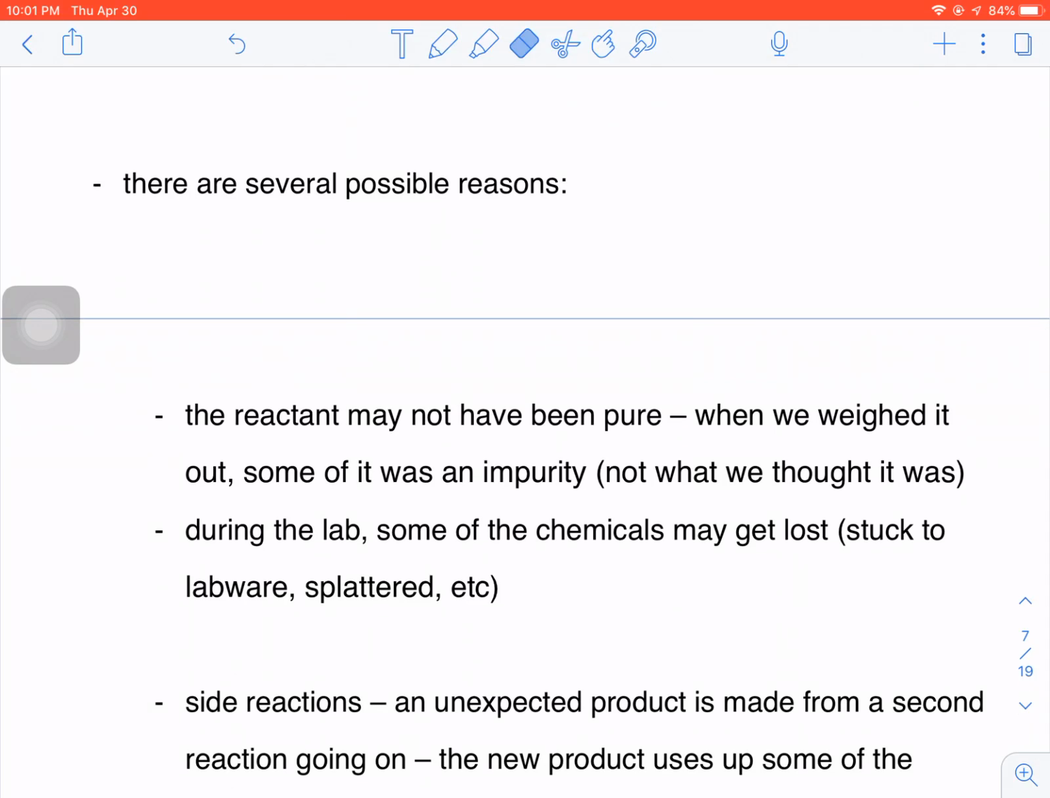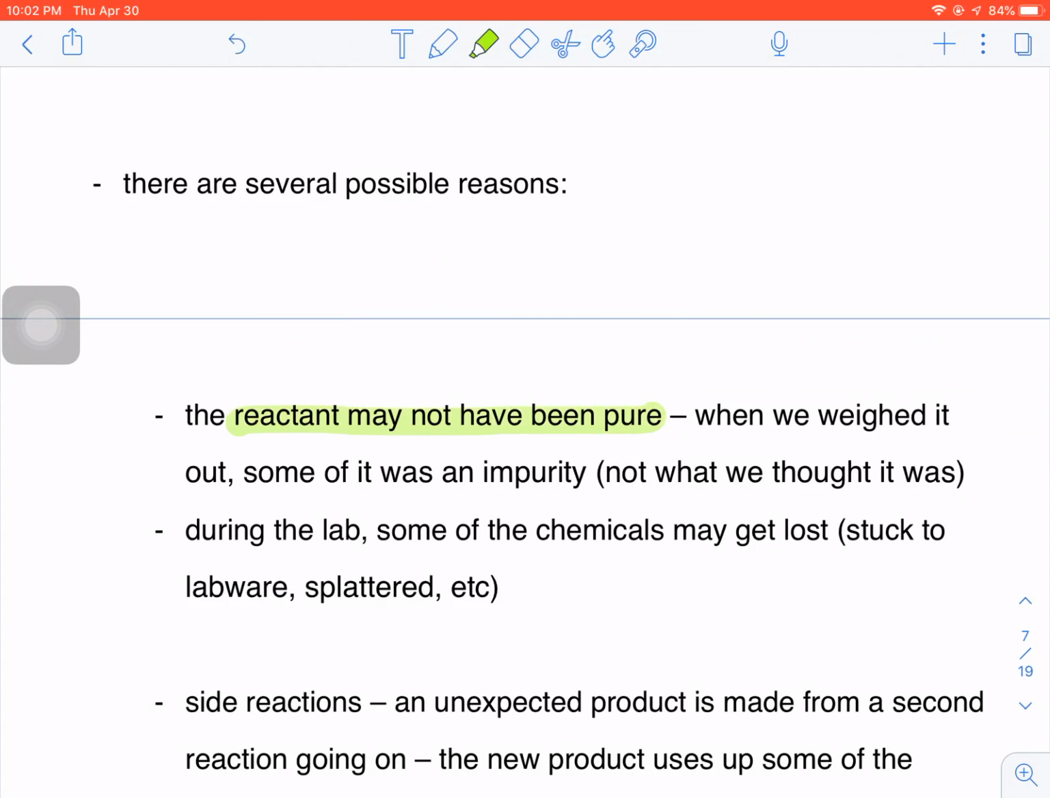Well, again, lots of different reasons. What can ultimately happen is if I weighed out so many grams of the reactant out of the bottle, but the reactant wasn't 100% pure. If it was only 90% pure, then I really only added 90% of what I thought I was adding. And then when I'm done, I can only get 90% of the product. So I've lost 10% right there just because the reactant wasn't pure. It wasn't what I thought it was going to be.